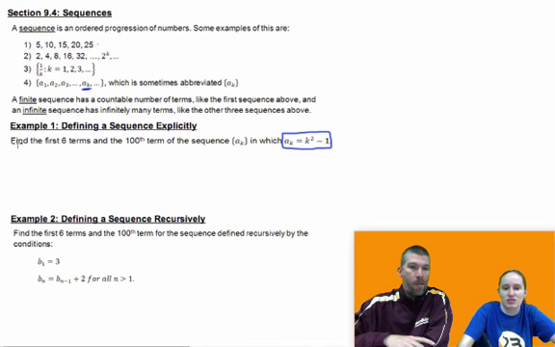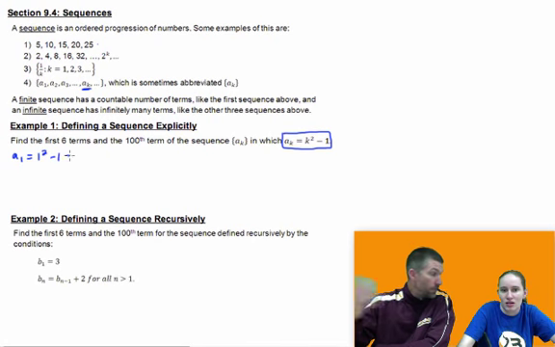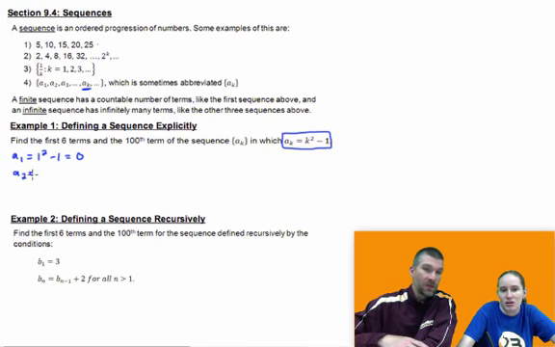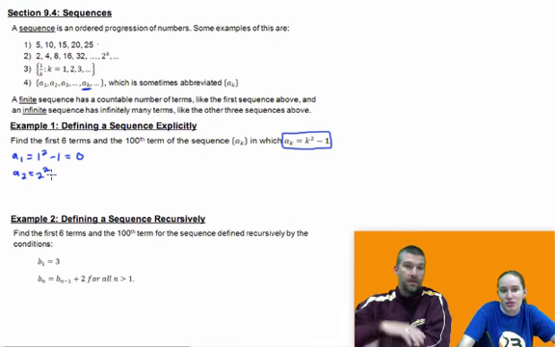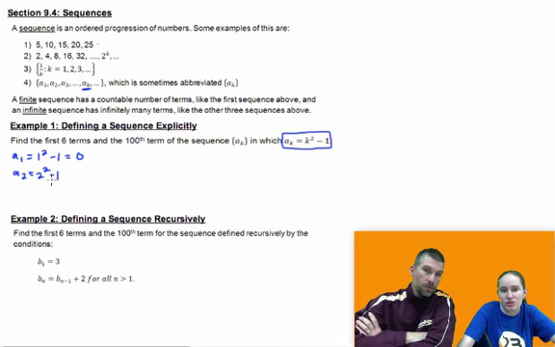So it asks us for the first 6 terms. If I want the first term, then I'm finding a of 1. That means the first term, and I plug in a 1 here. Everywhere you see k, you put a 1 in. And so 1 minus 1 is 0. So our first term is 0. Now I plug in 2. So 2 squared is 4, minus 1 is 3. So 3 squared minus 1 is 9 minus 1, it's 8.